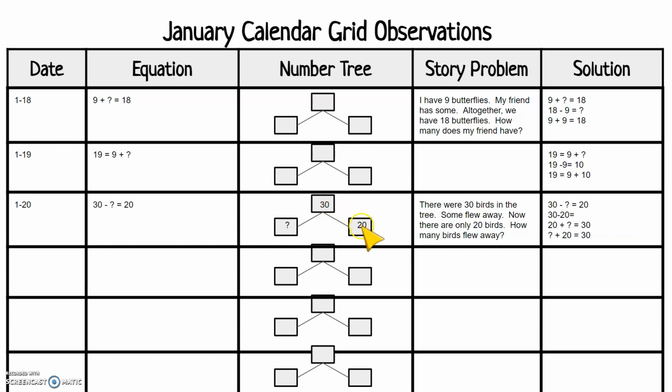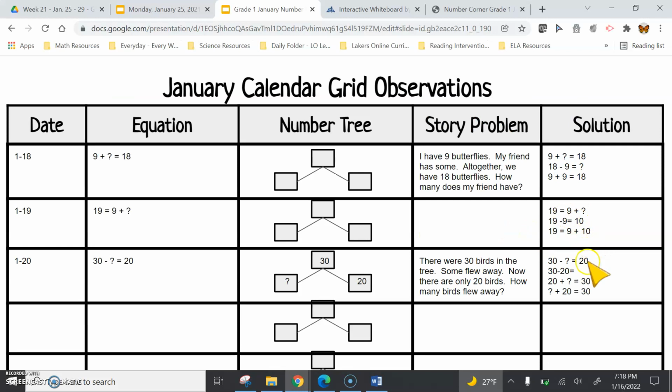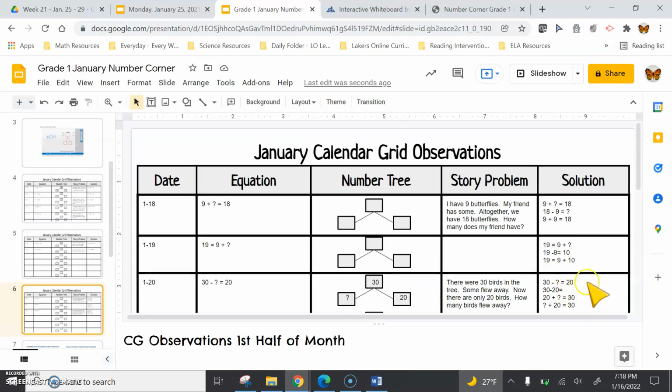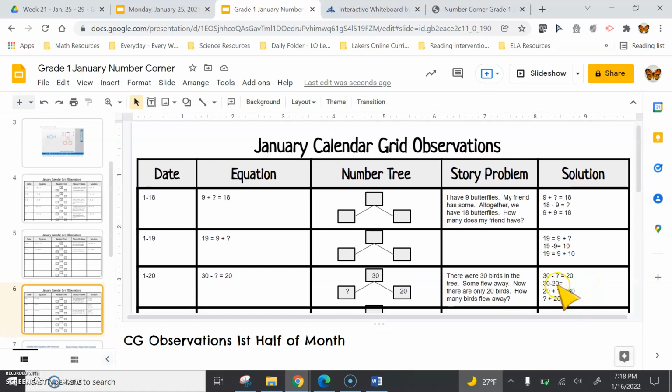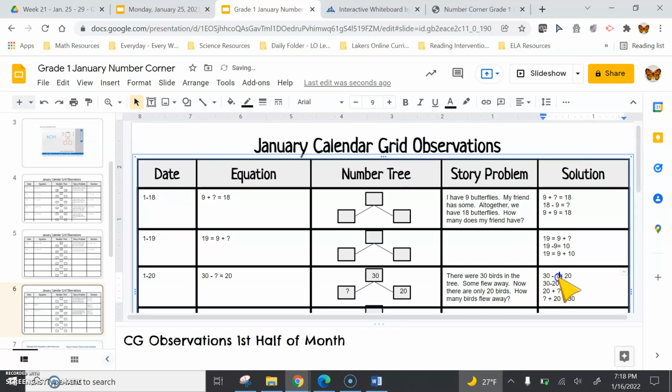If you had 30 and you took 20 jumps back, what number would you land on? Or another way to think about it is, how many jumps would it take to move from the number 20 to get to the number 30? Did you say 10? Wow, you're good. 10, 10, 10, and 10.